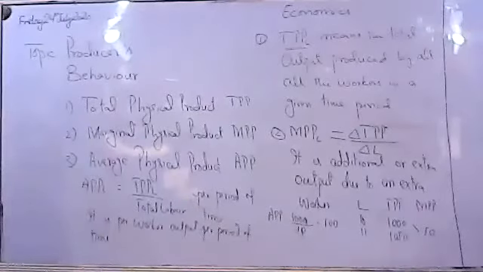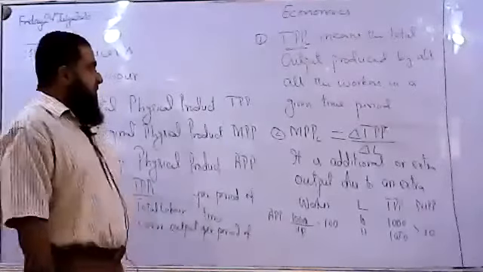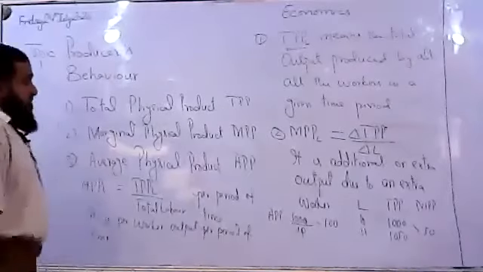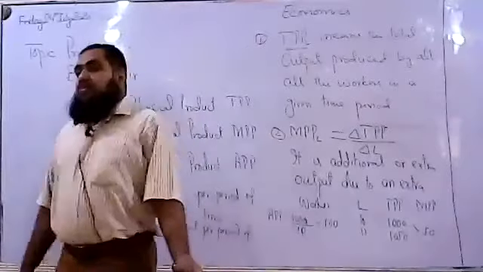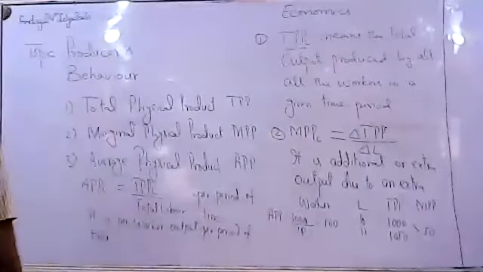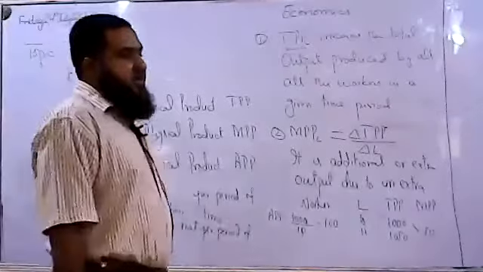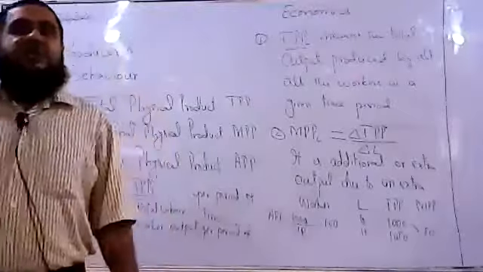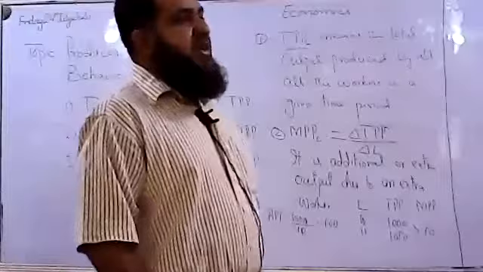And marginal physical product shows us the additional output produced by an additional worker or extra worker. And what is average physical product? That is per worker output. How can it be calculated? By dividing the total physical product by the total number of workers in a given time period. That tells us the productivity of labor in the production unit. If it is increasing, it will reduce the per unit cost of production, and ultimately the profit will also be maximized.